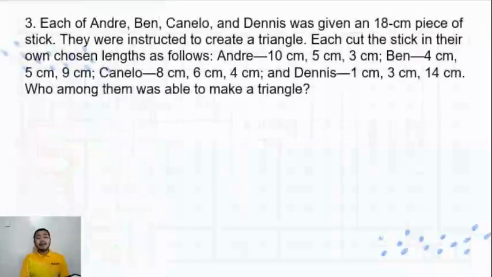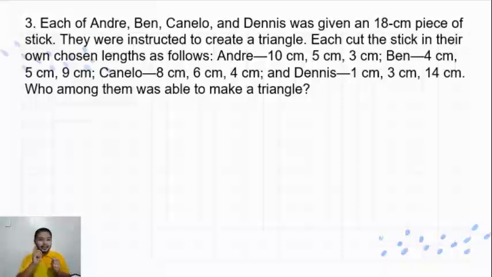Third example tayo. Each of Andre, Ben, Canelo, and Dennis was given an 18 cm piece of stick. So, yung bawat isa sa kanila, binigyan ng isang stick na kung saan yung sukat ng stick na yon is 18 centimeters. They were instructed to create a triangle. Each cut the stick in their own chosen lengths as follows. So, silang apat ngayon, na-instruct sila na kailangan nilang gumawa ng triangle.